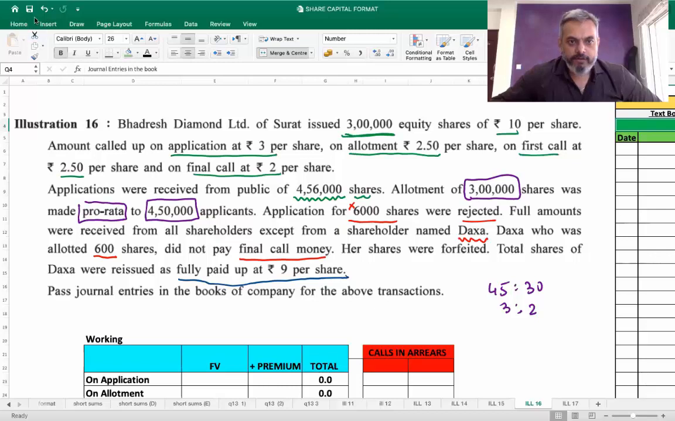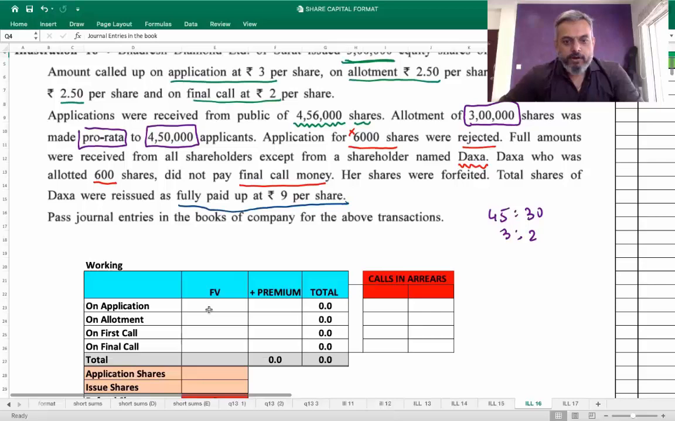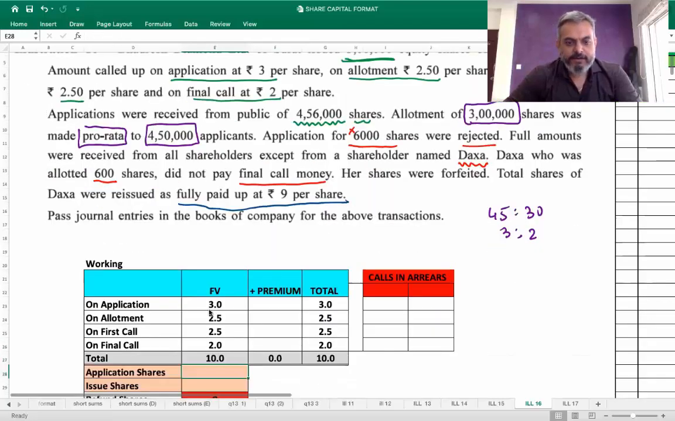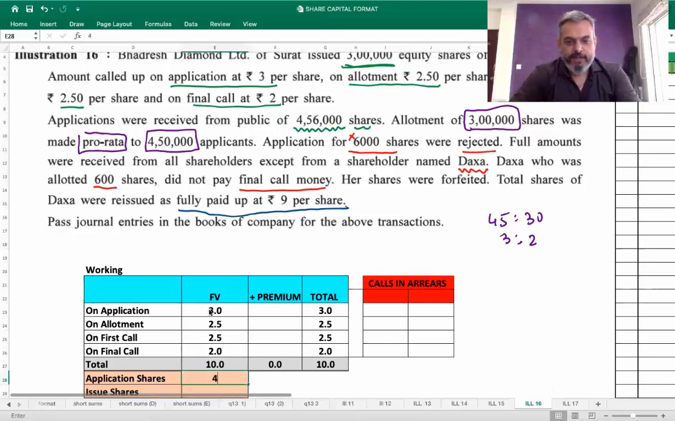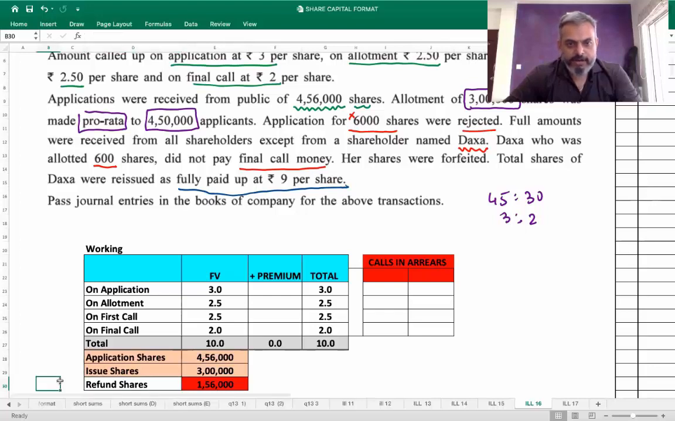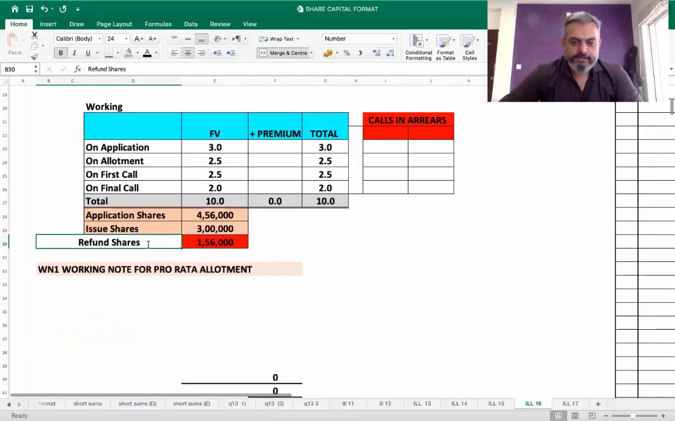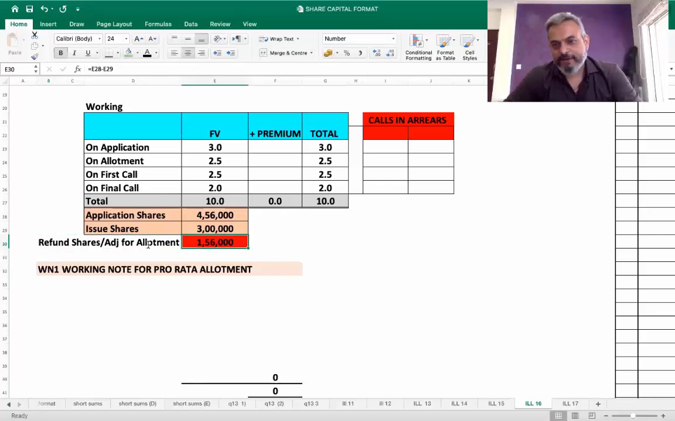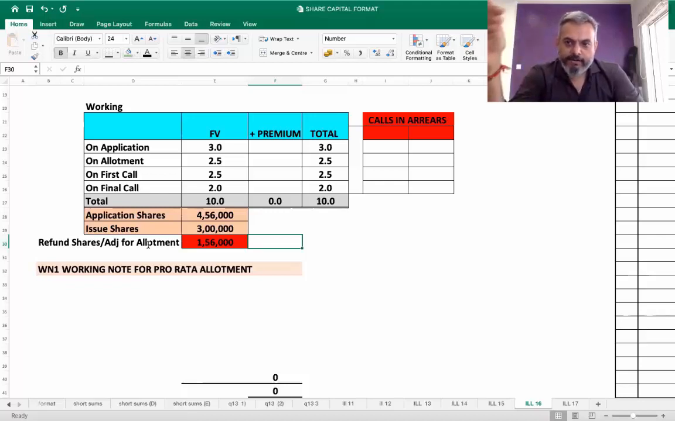So let's go and do the working now. Over here on application 3 per share, on allotment 2.5 per share, on first call 2.5 per share, and on final call 2 per share. So total application shares is 4,56,000. Issued shares are 3 lakhs. So refund, I would not say only refund. These also include amount adjusted for allotment. So it's also refund at the same time adjustment for allotment for 1,56,000 shares. It includes rejected 6,000 shares, and out of the remaining pro rata allotment was given.